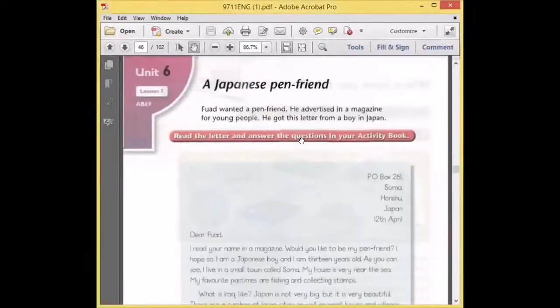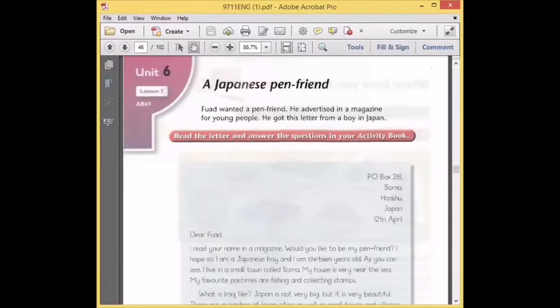It is titled A Japanese Pen Friend, right? The word Japanese. What is meant by Japanese? We don't have a chat here, so do not speak with each other. You said that Japanese means Japan.